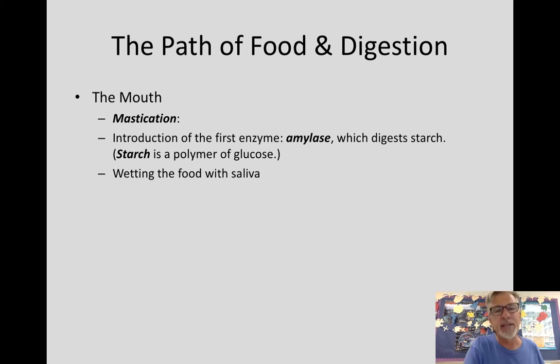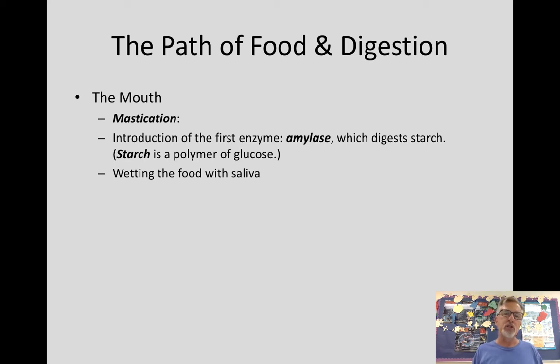Starch is a polymer of glucose, which means it's a lot of glucoses strung together. So amylase allows the starch to be cut up into glucoses, and that means some of the first things you'll absorb in the digestive tract will be sugar. And it suggests that the procurement of energy has historically been the most important thing because it happens the fastest.